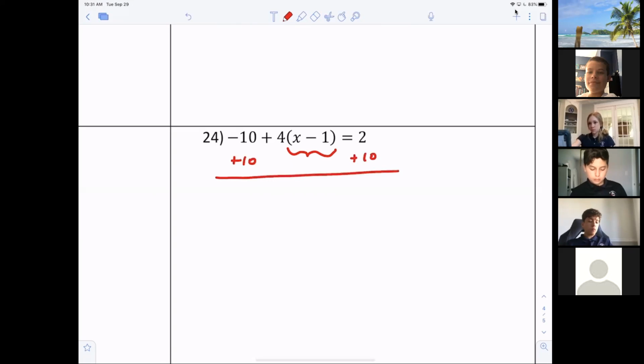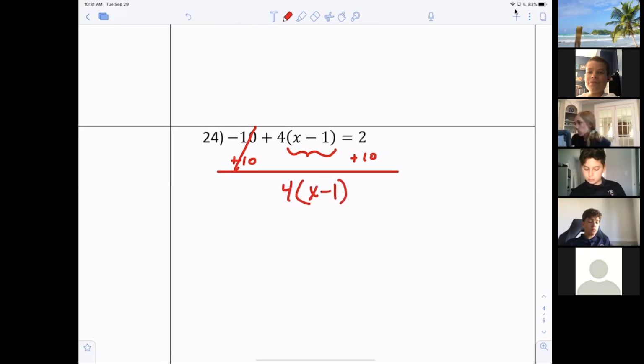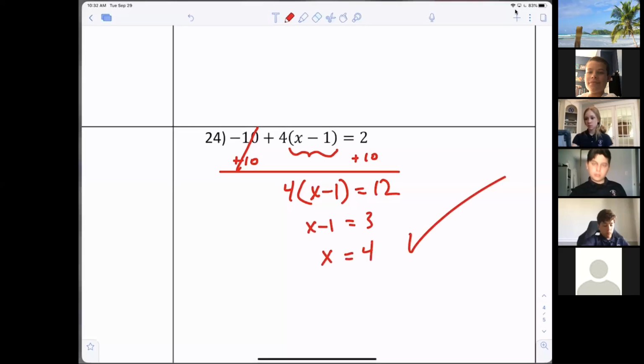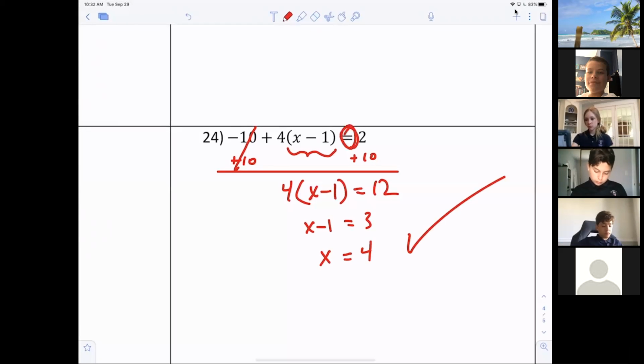All right. Now again, that crosses that out. So now you have 4 parentheses x minus 1 equals 12. And then what do I do? Divide by 4. So x minus 1 is equal to what? 3. And so x equals 4, so that's not even an inequality. All right, so that's just a review problem. It was my fault. That's a typo. I should have made this right here an inequality.